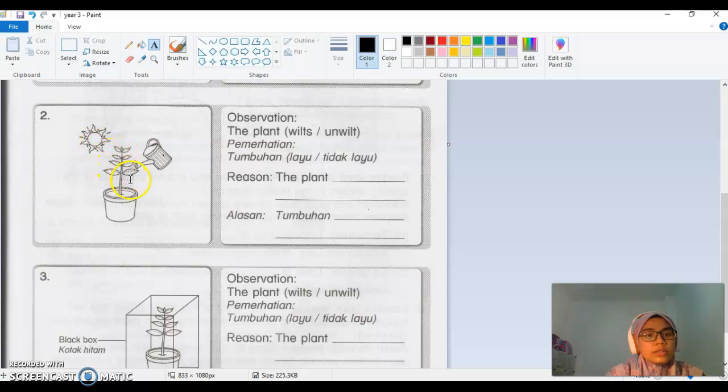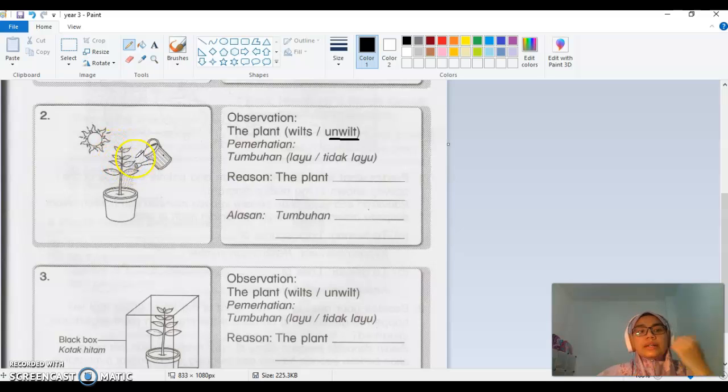So the plants direct to the sunlight. So the plants get the sunlight, and then we watering the plant, so the plant get the water. So what observation that we can see? What is the observation that we can see here? So the plant wilts or unwilt. Apa berlaku? Tumbuhan akan apa? Unwilt. Ya, sihatlah.